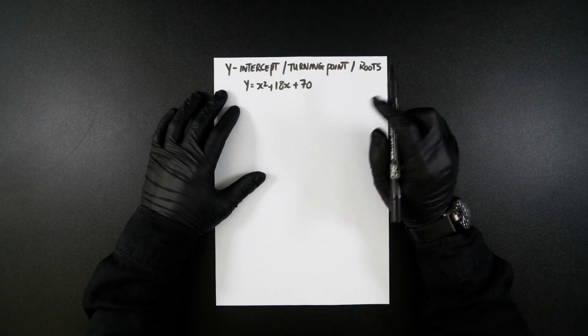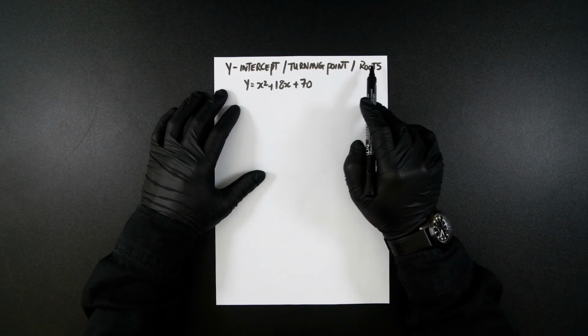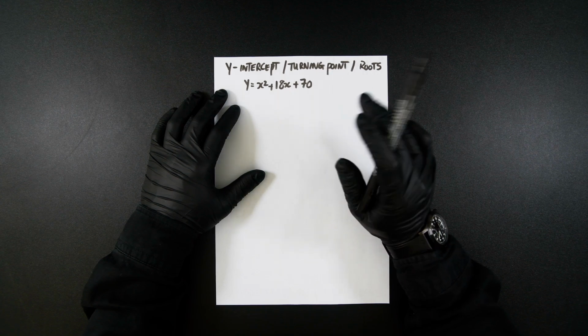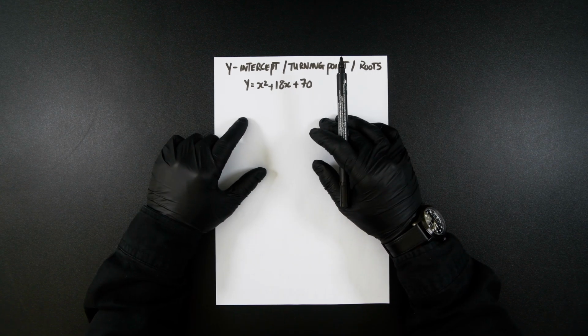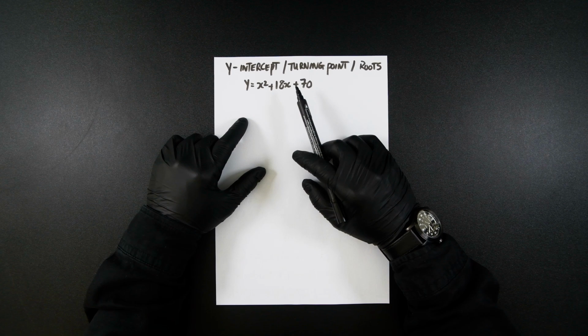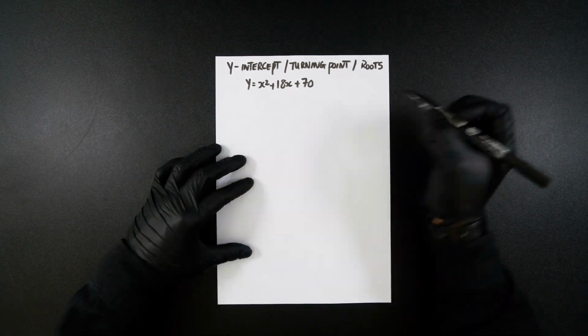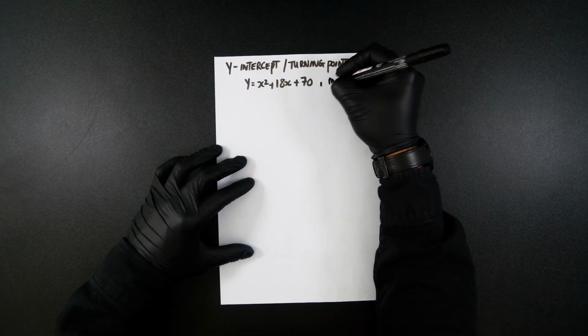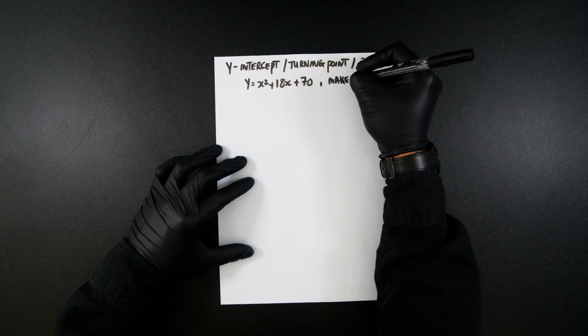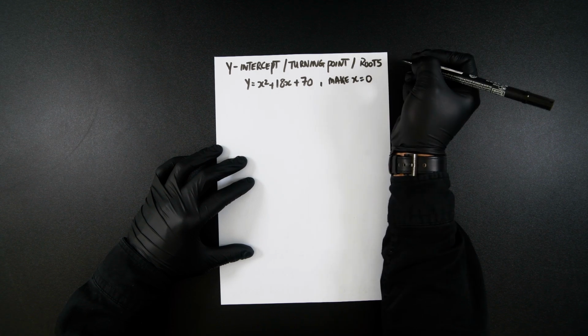If you find a question that's asking you to find the y-intercept, turning points and roots, this is because these are all the points that you need to effectively draw this quadratic graph. Let's start by finding out what the y-intercept is. To do that, we make x equal 0.